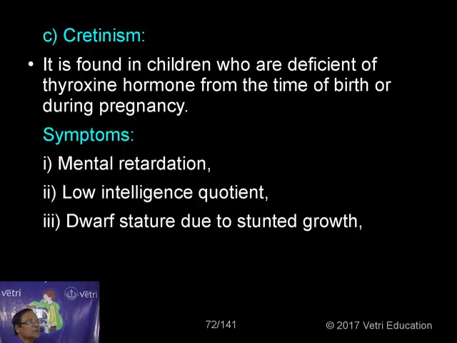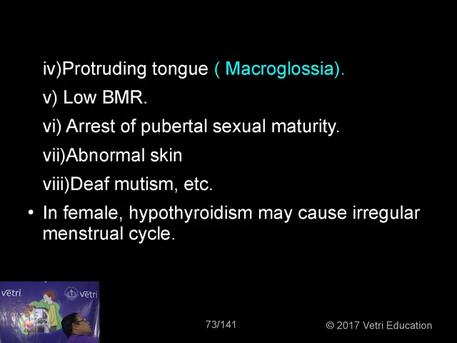Dwarf stature because of the stunted growth, because the bones are not developed properly. Then protruding tongue. The protruding tongue condition is called macroglossia. I'll show the picture, macroglossia. The child's tongue is always projecting out, and that is called protruding tongue. Low basal metabolic rate. Again, arrest of pubertal sexual maturity. They never attain puberty. They do not develop secondary sexual characters. Abnormal skin. Deaf mutism. Deaf mutism means unable to hear the voices normally.